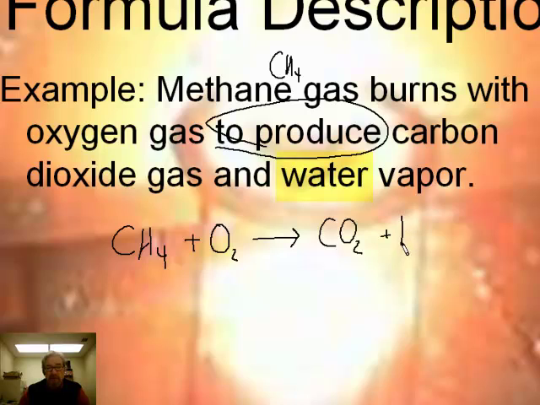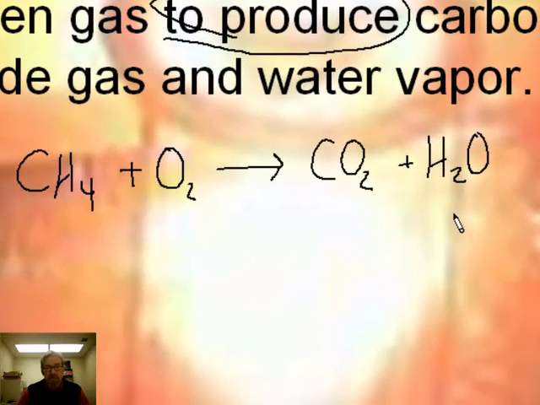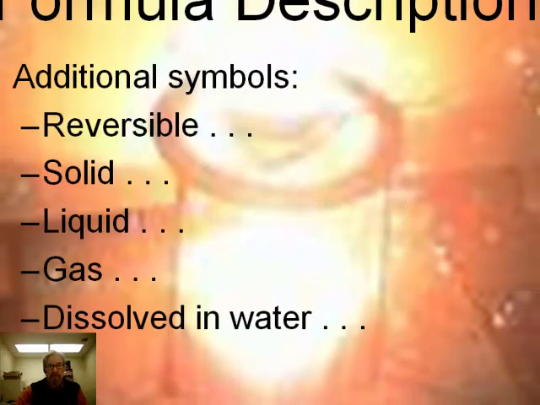So H2O is water. So that's a formula description for this reaction. Here are some additional symbols that can be used in formula descriptions to provide more information. One of them is if the reaction happens to be a reversible reaction, one that can go both directions, you can make a double-headed arrow like this. That represents a reversible reaction. The combustion reaction, the burning of methane, wouldn't be reversible, so we would just use a one-way arrow.